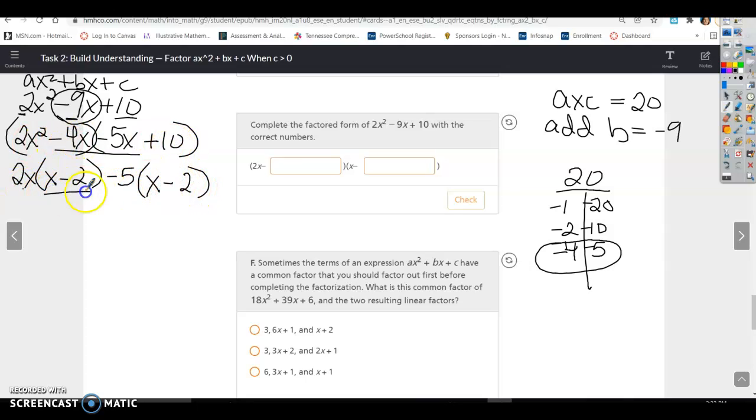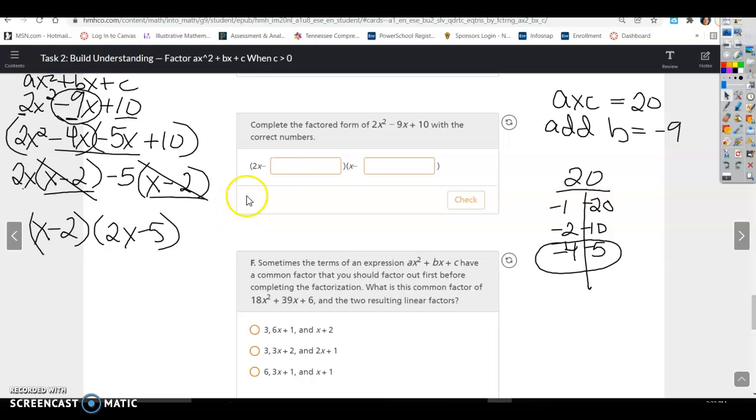Now I can see that these have a common factor. X minus 2 is my greatest common factor. Pull it out, and then I'm left with 2x minus 5. So my two factors are x minus 2 and 2x minus 5. Now if you prefer the table, by all means make the table, but I just like this method better. I'm going to check it. X times 2x is 2x squared. X times negative 5 is negative 5x, plus negative 4x is my negative 9x. Negative 2 times negative 5 is positive 10.